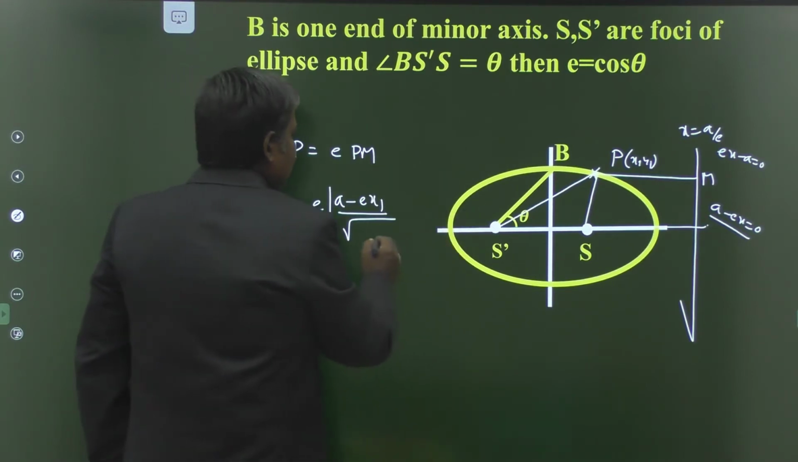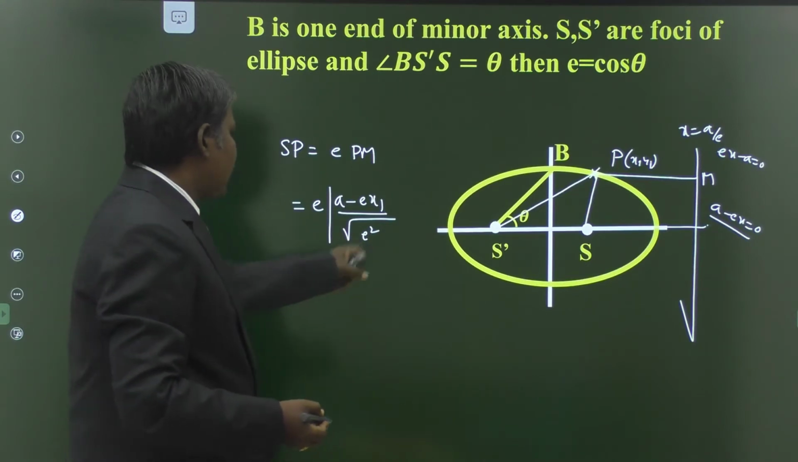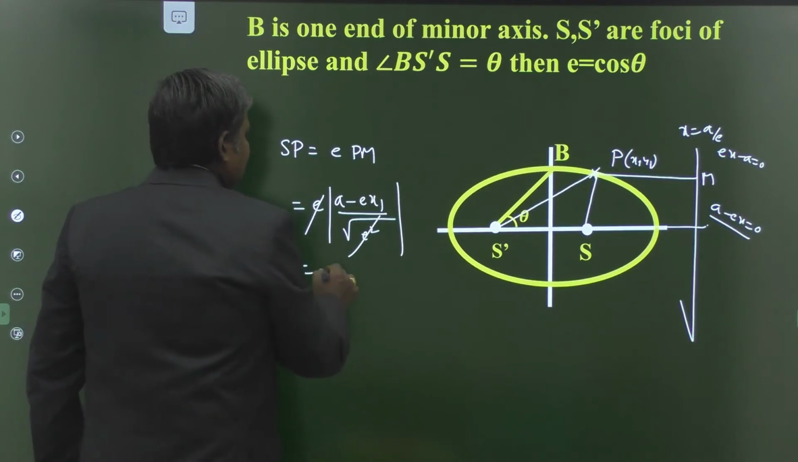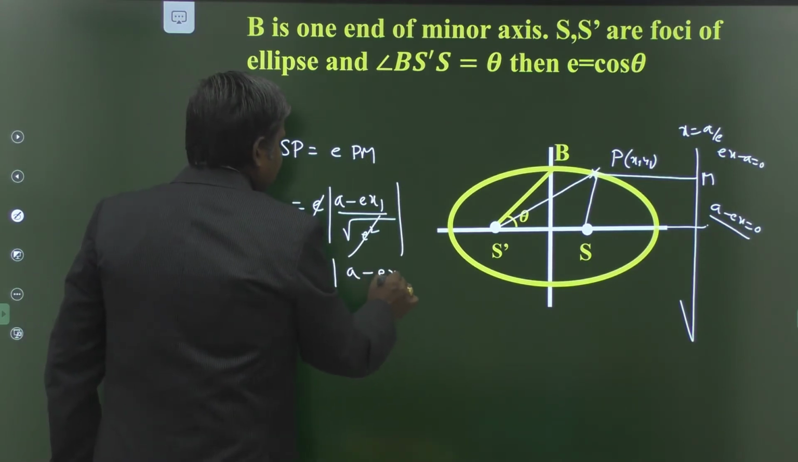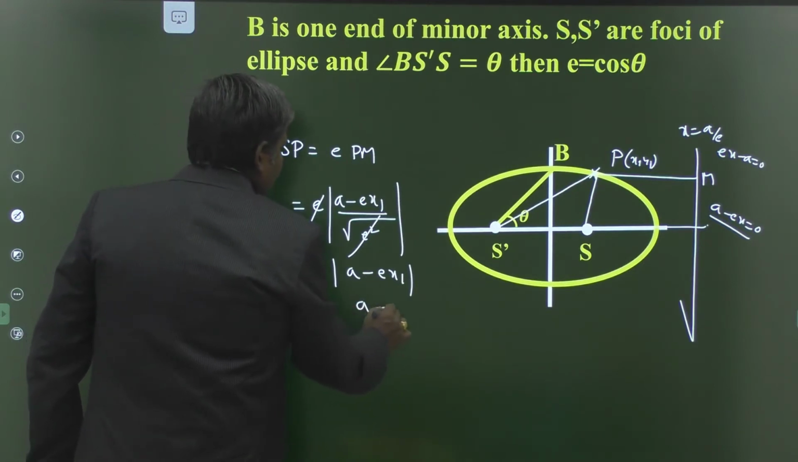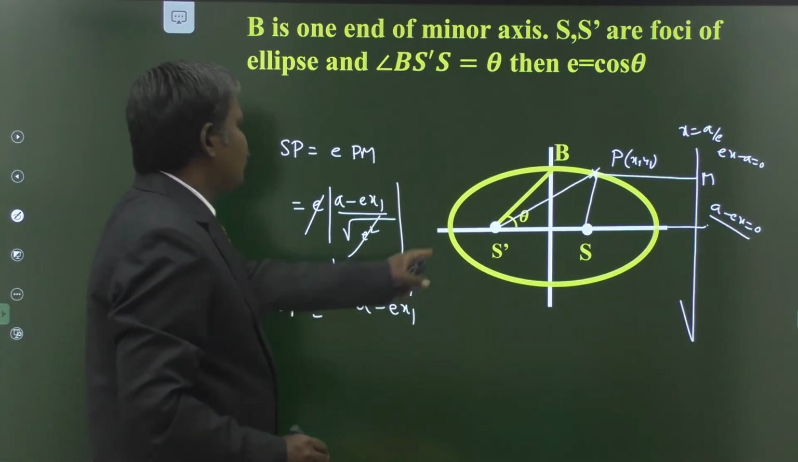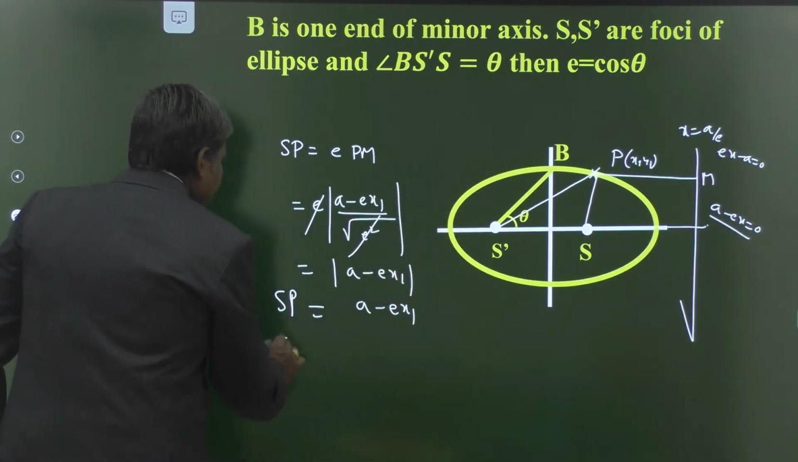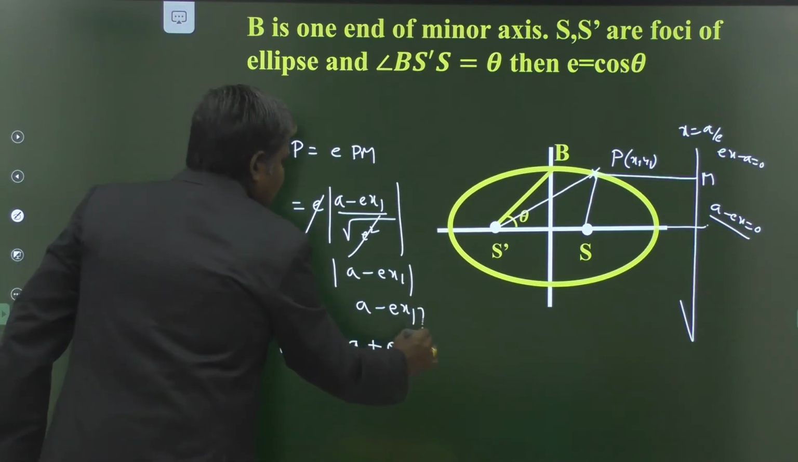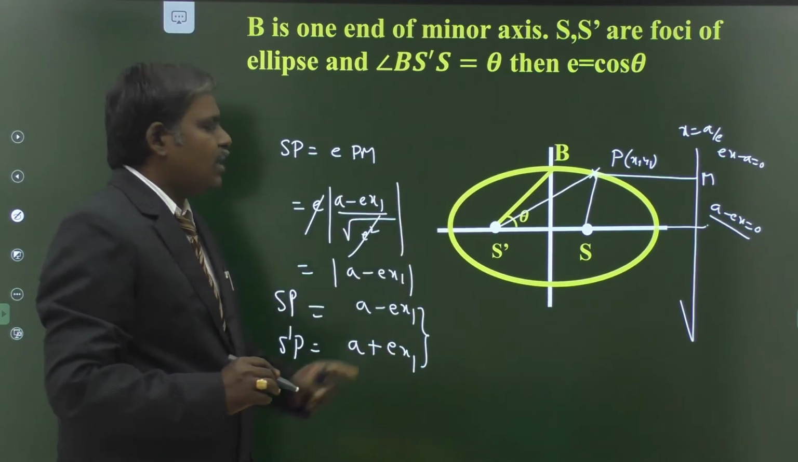Here e square is only there. There is no y, the coefficient is 0, so we have e square plus 0. So the modulus gets cancelled, that is modulus of a minus ex1. a is always more than ex1, so you take a minus ex1 as the focal distance SP. Similarly, you can show that S dash P is equal to a plus ex1. These are the two focal distances of any point on the ellipse.